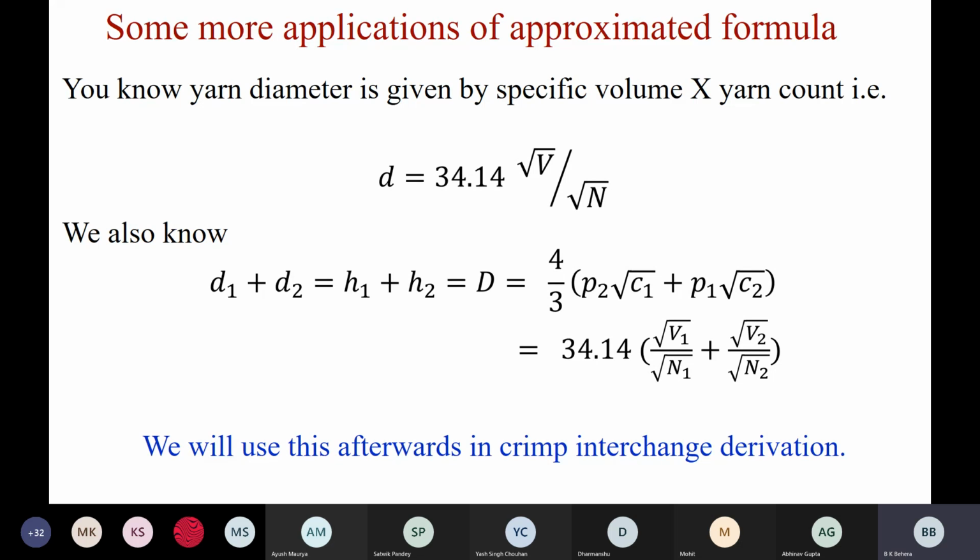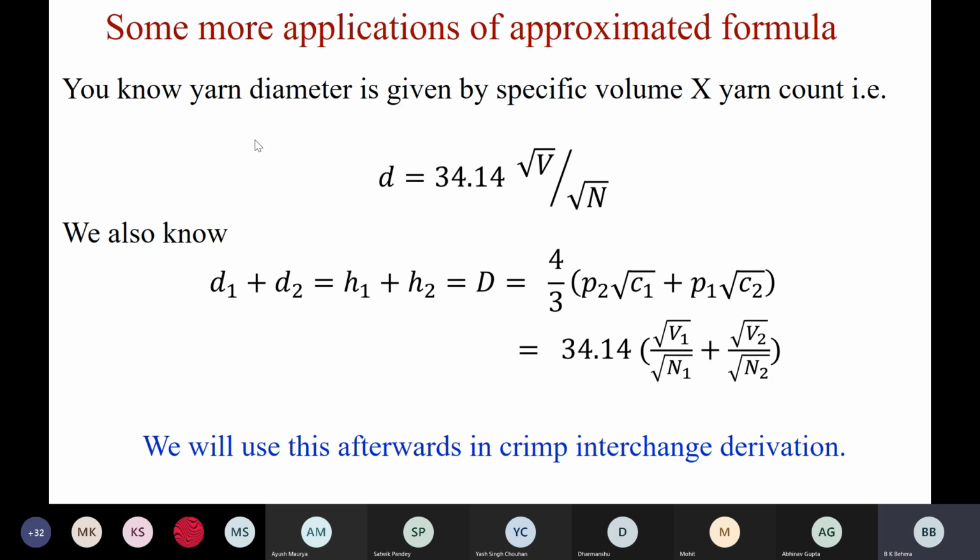Anyway, these extra relationships I always explain in tutorial class, so that it will be helpful for you to solve the numerical problems. So in this case, I am taking the diameter of yarn is equal to 34.14 square root v upon square root n. Okay, n is the count of yarn.